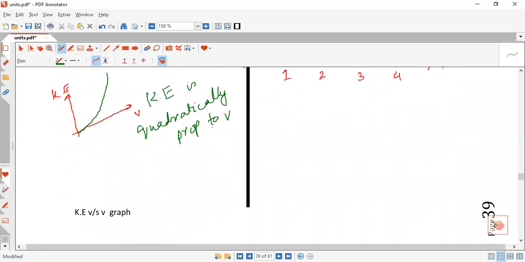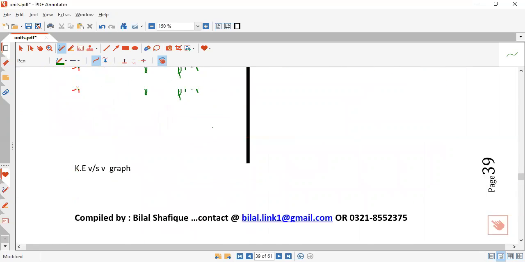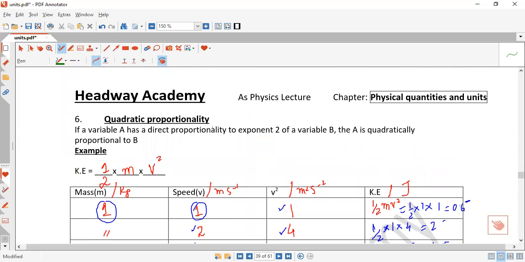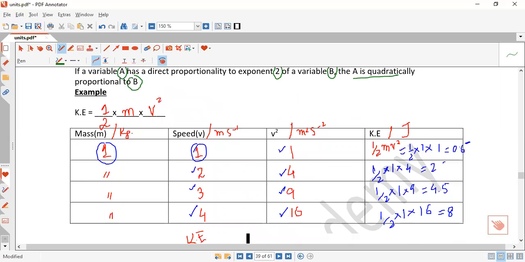Graph is always a what? Positive curve. Positive gradient curve, right? So this is what we define as quadratic proportionality. If a variable a has a direct proportionality to the exponent 2 of the variable b, then a is quadratically proportional to b. So this is a very important relationship, right? Everyone got it? Yes, sir. Okay, good.